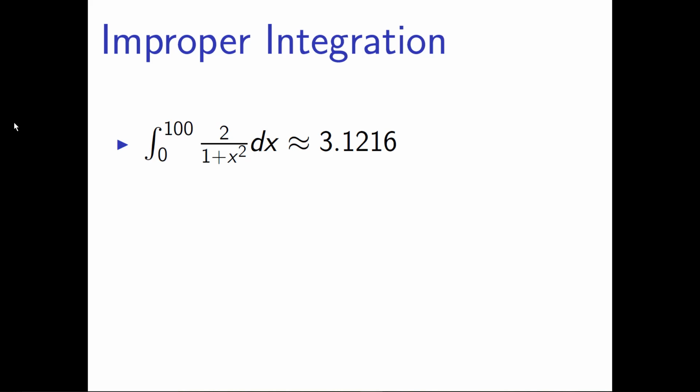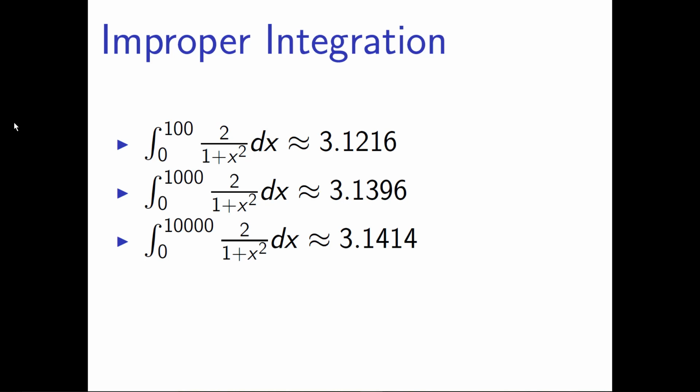You'll just have to trust us for now that if we integrate this function from 0 to 100, and you can do it a couple of different ways, you get about 3.12. We'll take the same integral, but instead of integrating from 0 to 100, let's integrate from 0 to 1,000. That's 3.13, nearly 3.14. Let's go to 10,000, it's 3.1414.